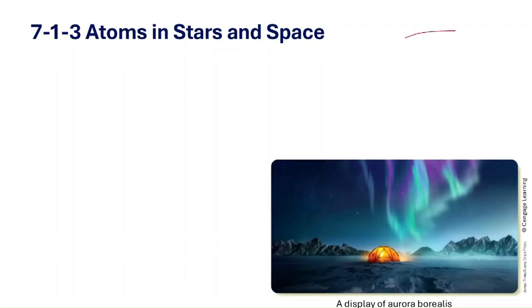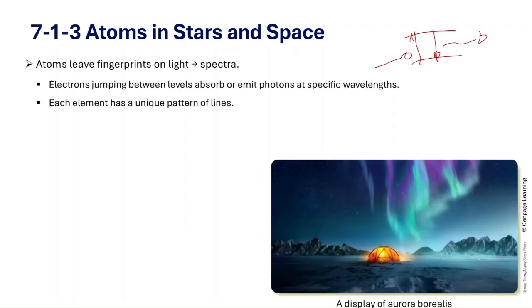Now when electrons jump between energy levels, they absorb or emit photons at specific wavelengths. And the result is a pattern of lines in a spectrum. And that pattern is unique to each element. Just like a fingerprint, no two elements have the same set of lines. So in emission, you see bright lines where light is produced, and in absorption, you see dark lines where light at particular wavelengths is removed from a continuous background.